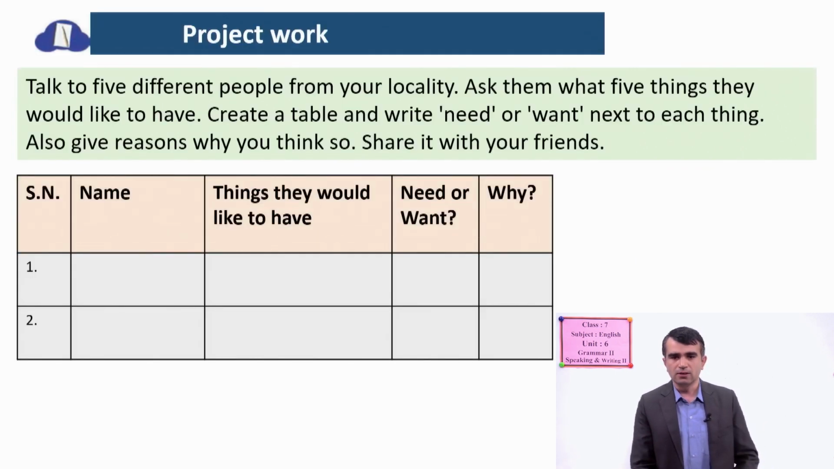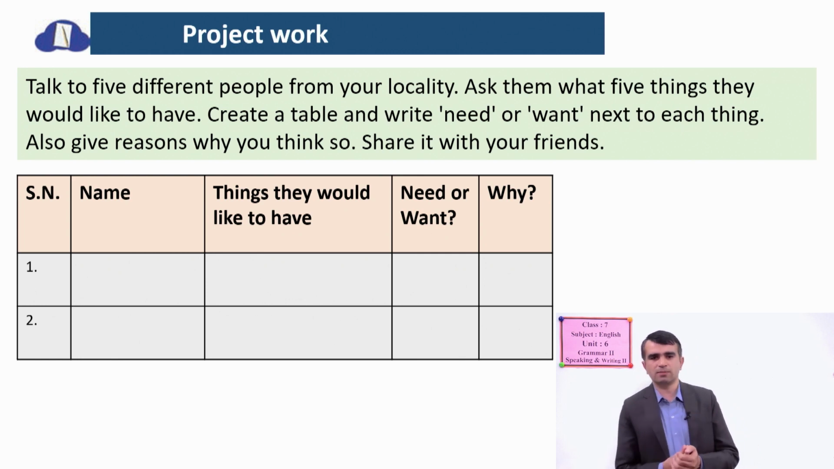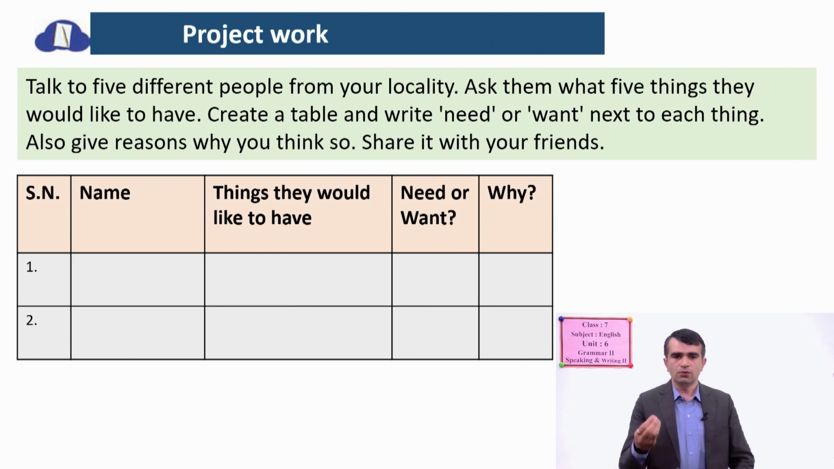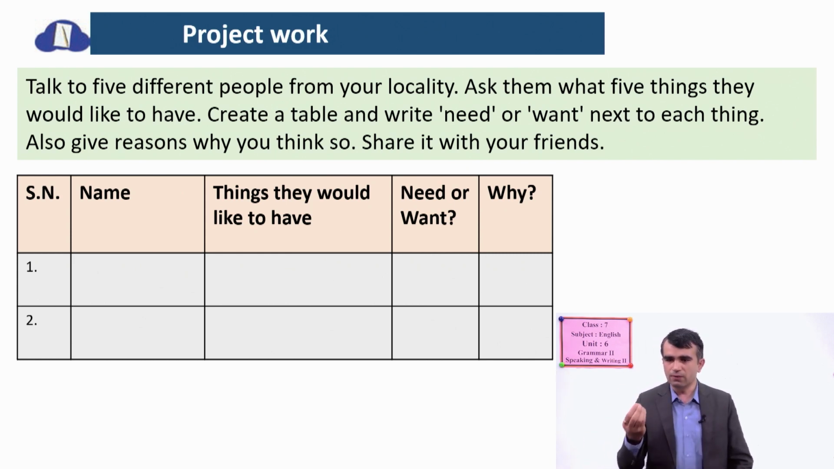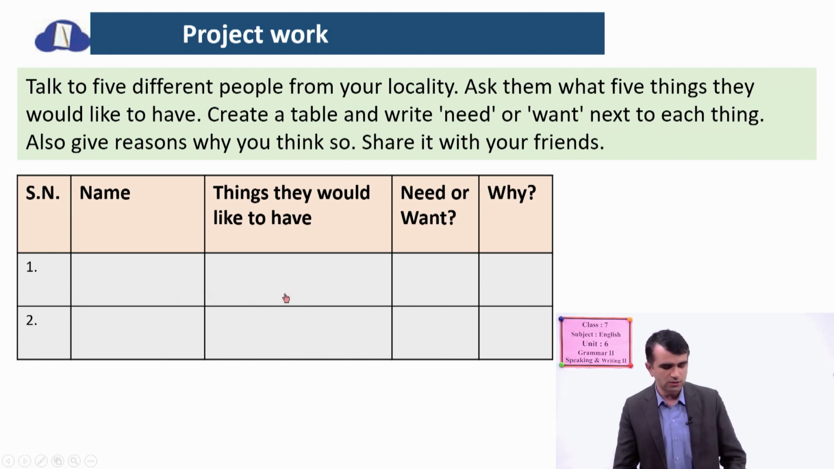Well, next thing, at the end of your book, what is given? A project work is given, isn't it? Talk to 5 different people from your locality. Ask them what 5 things they would like to have. Create a table and write need or want next to each thing. Also give reasons why you think so. Share it with your friends. The table is given in your book, is it? So you can just write numbers.